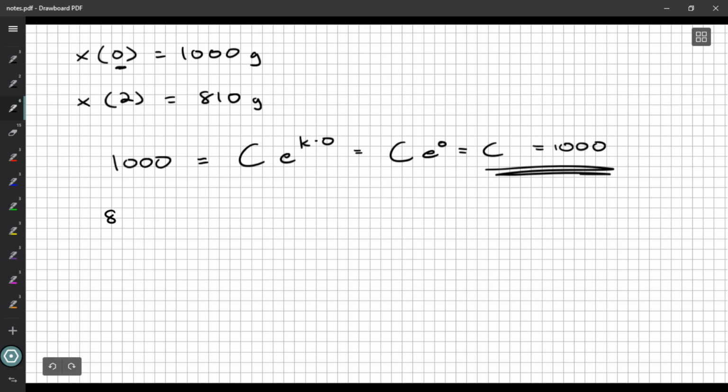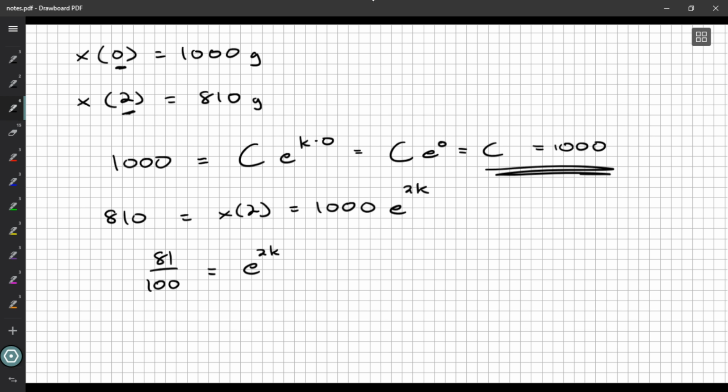Okay, now we know 810 grams is x at 2. c we know is 1,000. So e to the k times 2, so e to the 2k now. Okay, and we can use this to figure out what k is. Divide both sides by 1,000. We get 81 over 100 is e to the 2k.